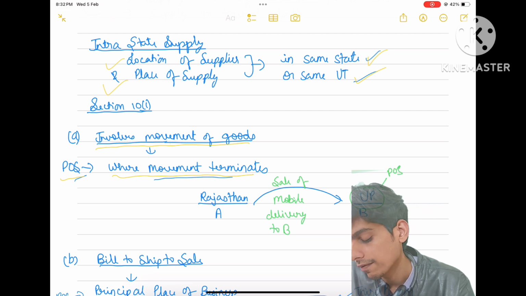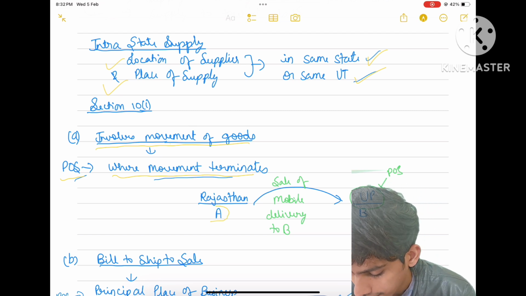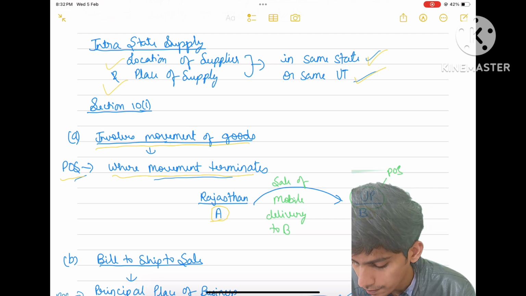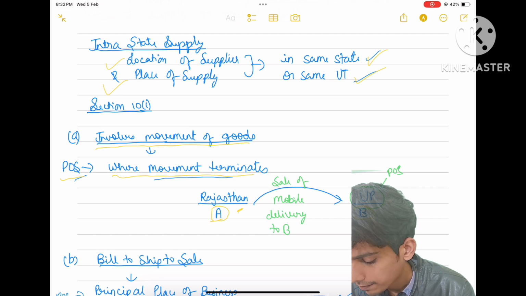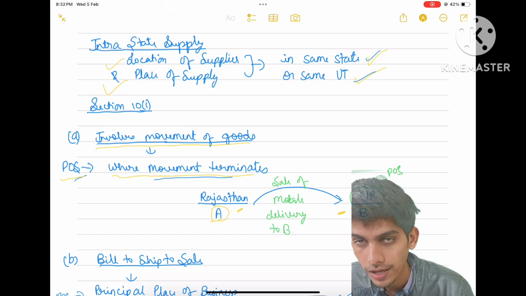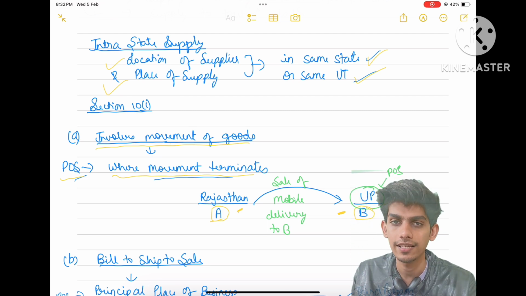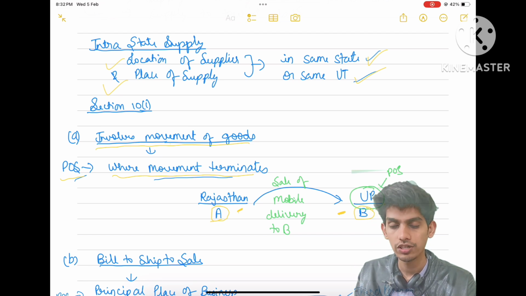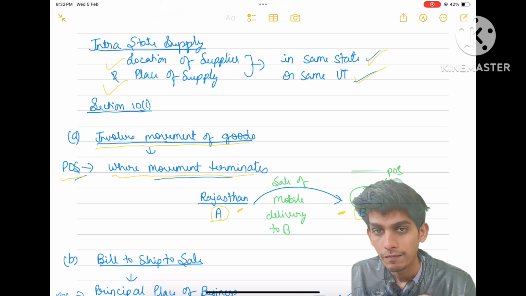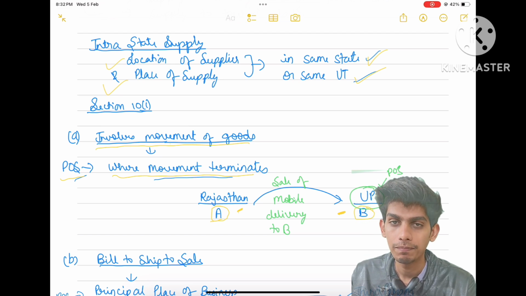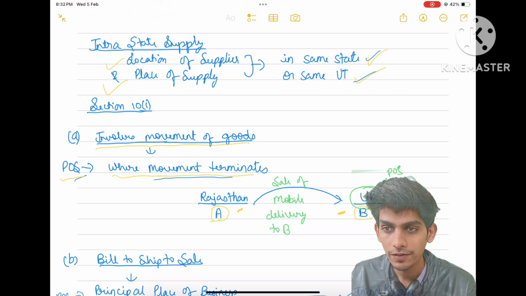So let us understand this with an example. Mr. A is from Rajasthan. He sells a mobile to Mr. B of UP, and he delivers the mobile to B in UP. So the goods movement started from Rajasthan and terminated in UP. So place of supply will be UP. This will be an interstate transaction and IGST will be levied. So simple provision: where the supply involves movement of goods, place of supply will be the place where movement terminates for delivery to the recipient.